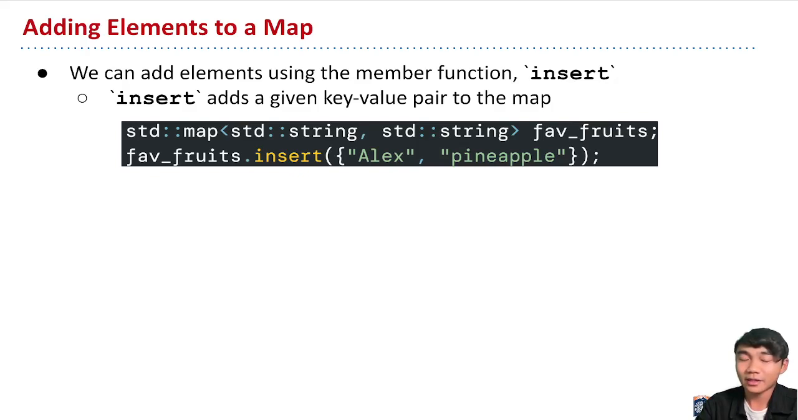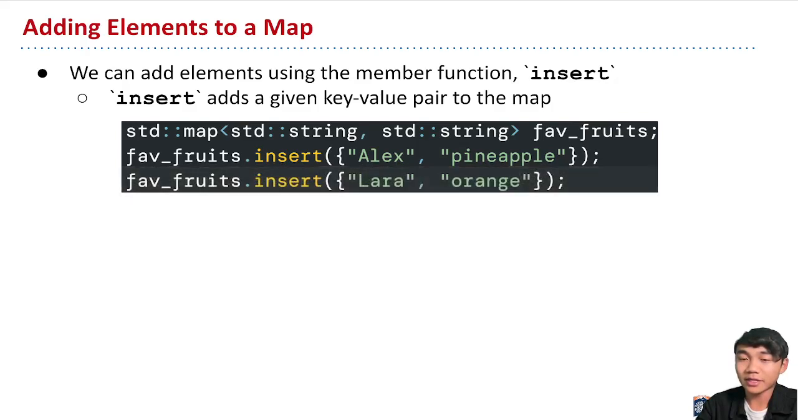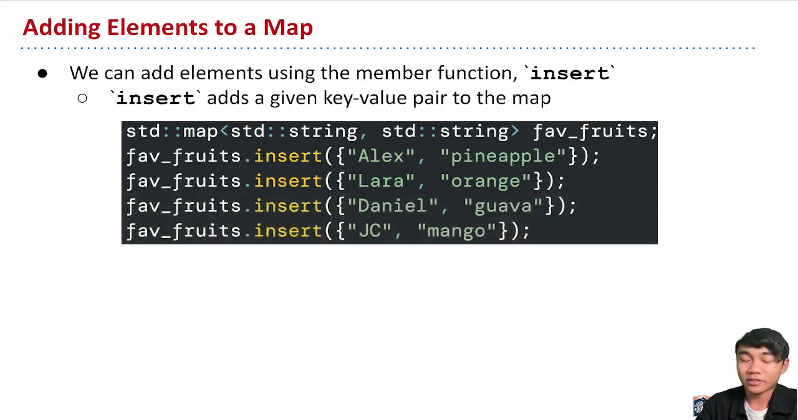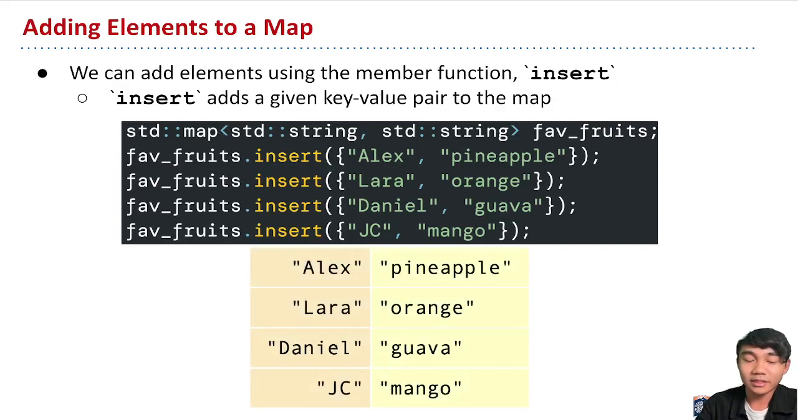So we can add the name Alex and associate it with the value pineapple. And I can do that with the next name and the next key value pair, and then add my key value pair and associate JC with my favorite fruit, mango. So how this would look when we visualize it is that every row in this diagram here represents a key value pair, right? The key Alex maps to his favorite fruit, pineapple, and the key JC maps to my favorite fruit, mango. So every row here is a single element within the map, where each element in a map is a key value pair.